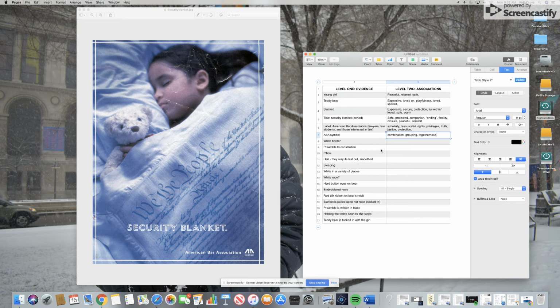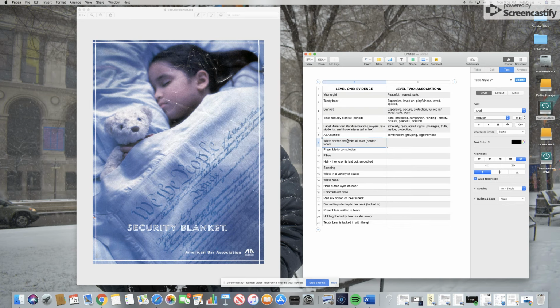Okay, all right. So I noticed white border, but then I also remember that I noticed white in a variety of places. I'm going to talk about maybe moving this white border and white all over. And then I might even list them out all together. Since I'm going to be talking about the concept of white, maybe I go back and put white border and white all over. So it wasn't just the border, it was the white border, white words, white pillow, white teddy bear, white blanket, even maybe white girl.